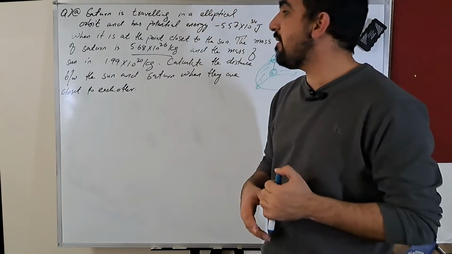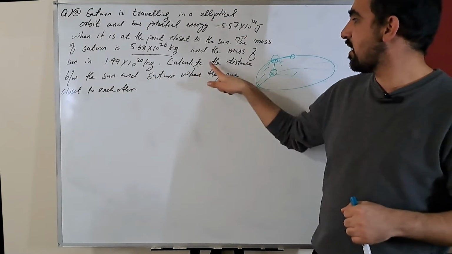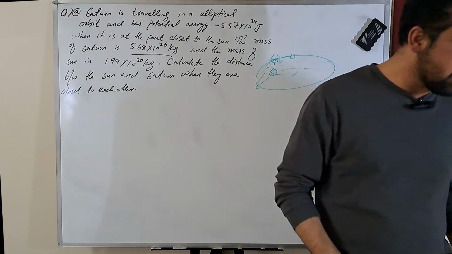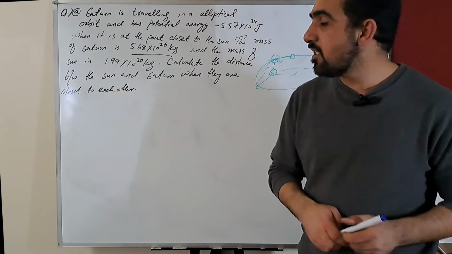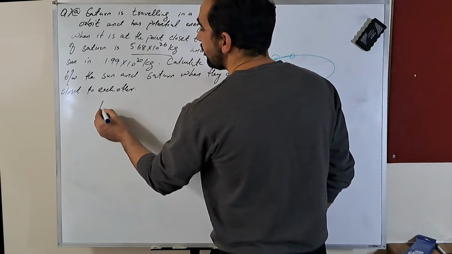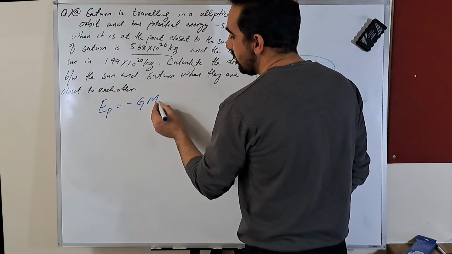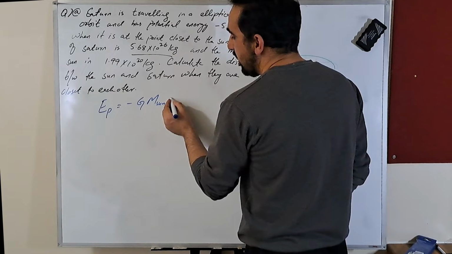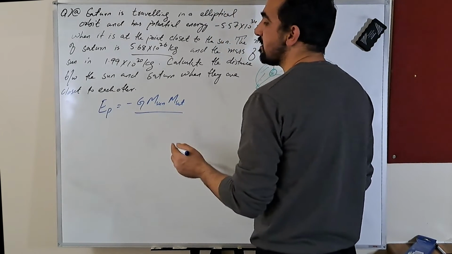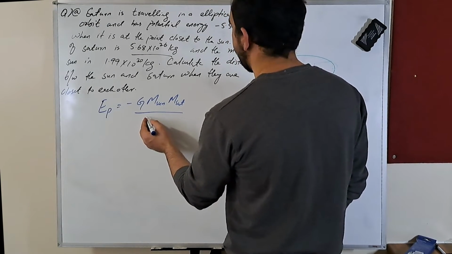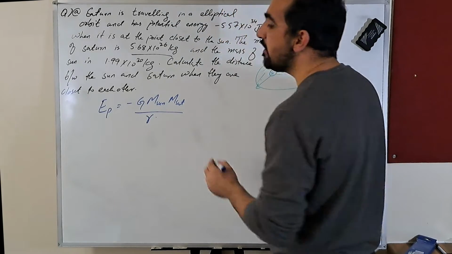And when it's moving with the maximum speed, then we need to calculate the distance between the sun and Saturn. So the gravitational potential energy EP is minus G mass of sun, mass of Saturn, divided by the distance between the center of the sun and Saturn, R. That needs to be found.